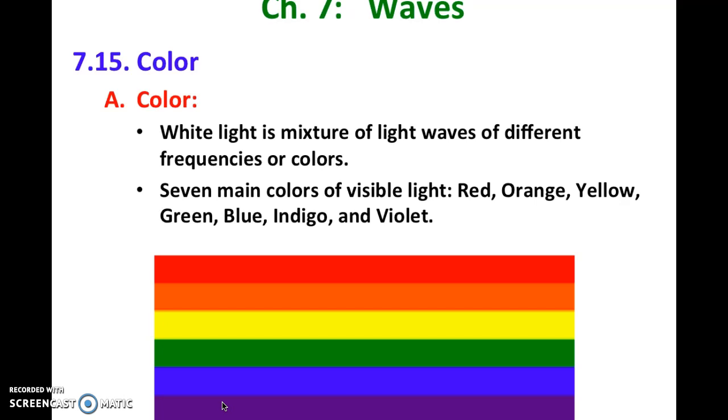White light is a mixture of different frequencies or colors. Seven major colors of visible light are red, orange, yellow, green, blue, indigo, and violet, in the increasing order of frequency or the decreasing order of wavelengths. Red light has a longer wavelength. Violet has a shorter wavelength.